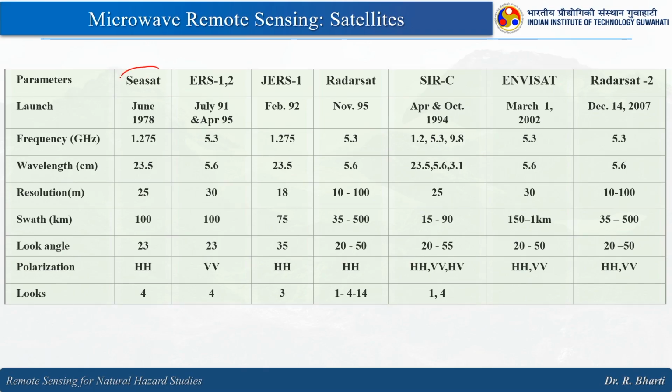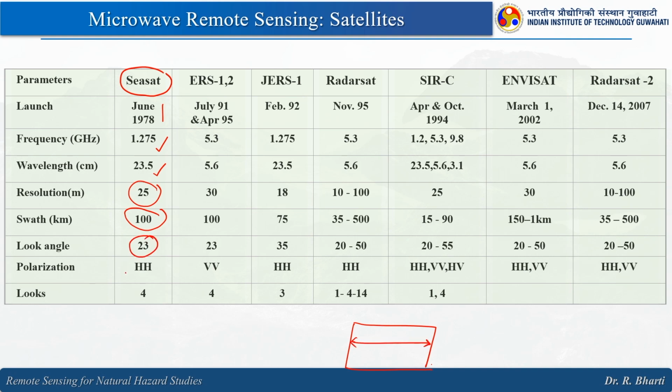Here you can see the SEASAT satellite. The SEASAT satellite was launched in June 1978. The frequency is 1.275, the wavelength is 23.5, the resolution is 25 meters, and the swath is 100 kilometers. Swath is the width of the photograph. So this is the swath.